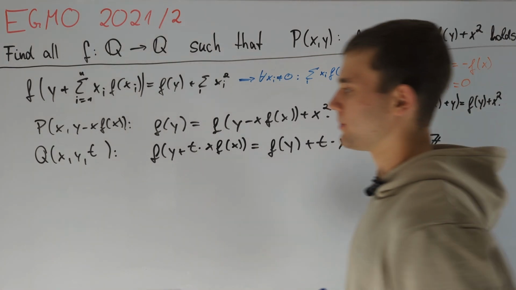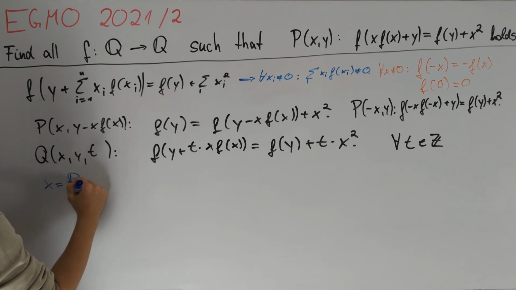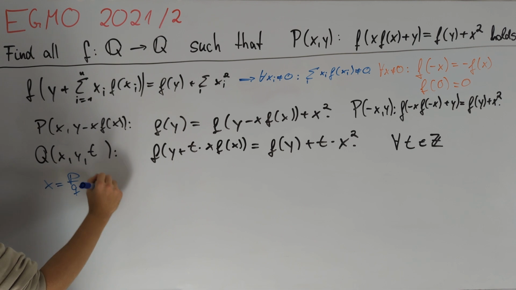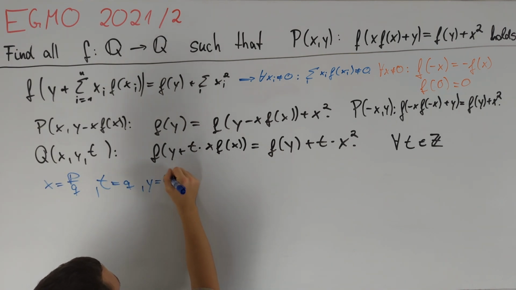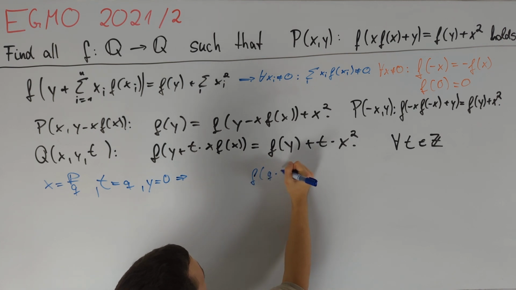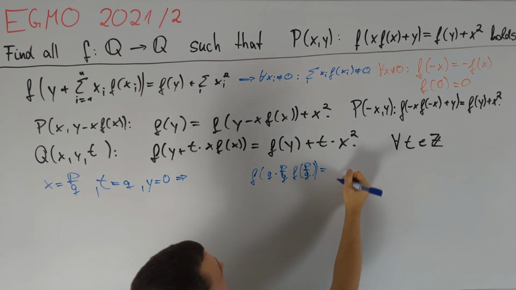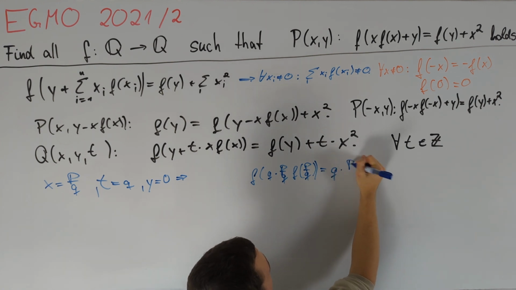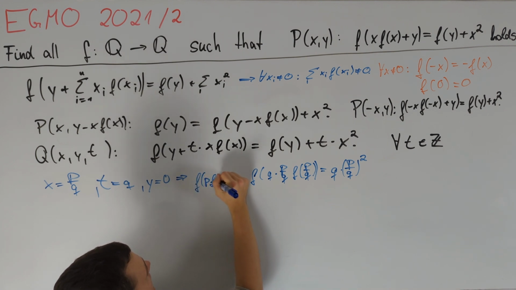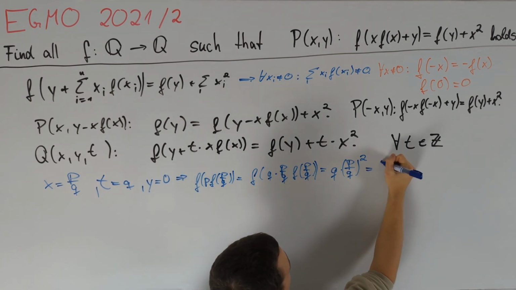And the solution will be to write x equal to p over q, and then set t equal to q. With y equal to 0 in equation Q, we obtain that f of q times p over q f of p over q is nothing but q times p over q squared. In other words, f of p times f of p over q is always equal to p squared over q.